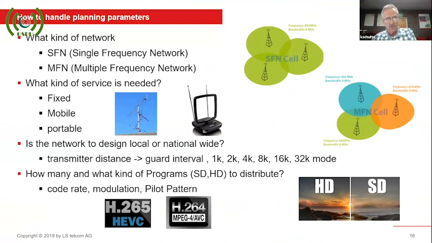So you will typically, fixed reception will always be at 10 meters above ground. Mobile reception will be at 1.5 meter above ground, and portable also around 1.5 meter. And you will see that the coverage maps look quite different if you do it for fixed or if you do it for mobile, just because of the actual receive antenna height above ground.